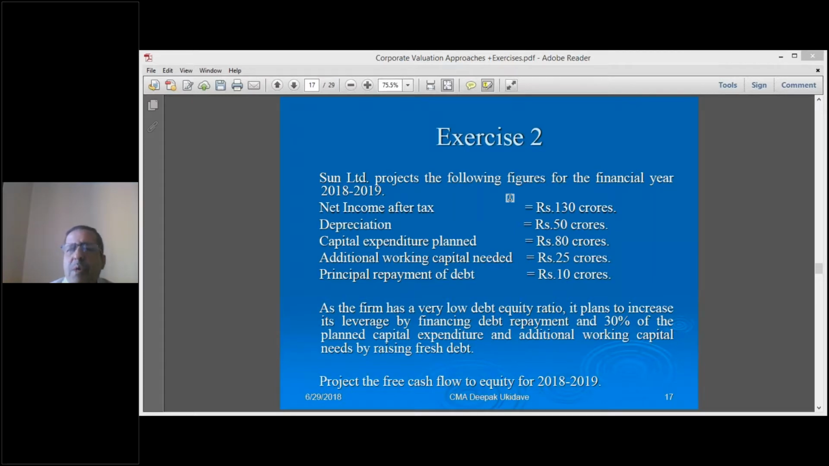Just 2 minutes I am giving you to do the quick calculation on the calculator. Anyway, I am going to show you the answer, you know very well, but don't wait for my answer. Try to do it yourself. Income is given after tax, that is PAT. Add back depreciation, you get CFAT, minus delta capex, minus delta WC, minus repayment of debt, plus additional debt. How much to raise is not given, but it is given that additional debt will be raised so much that it will help you to repay the existing debt and meet 30% of the planned capex and additional WC.